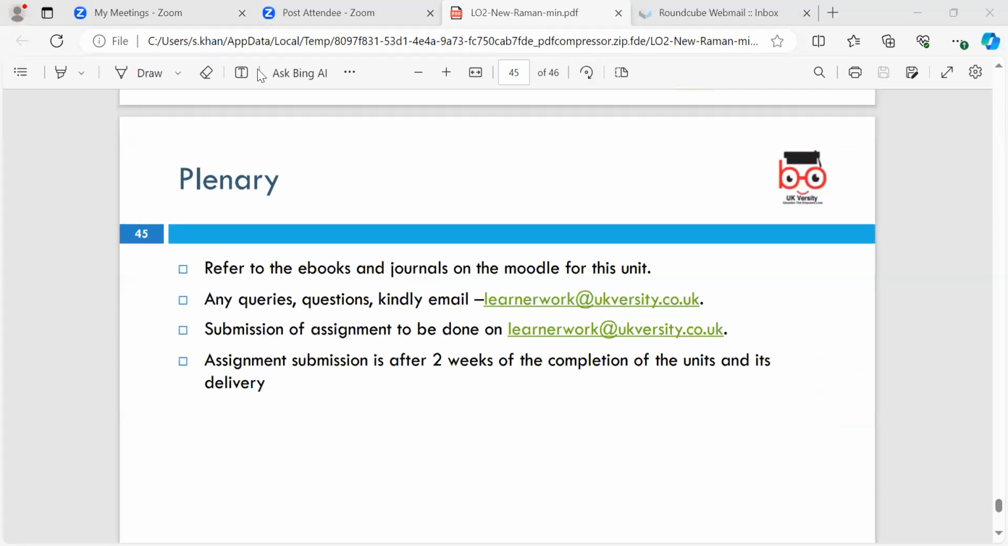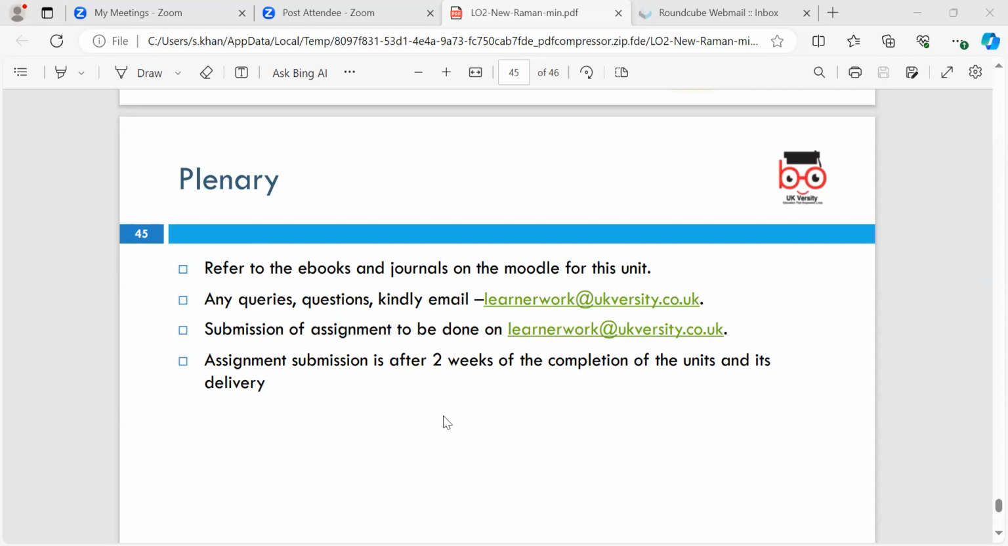Has anyone got any questions before we finish the session off? I only have one question, Shazia. So once you complete the assignment, after 2 weeks of completion of the units, how long does it take for you to say you pass, fail, whatever? Well, there's no fail. I think pass, it's dependent on when it gets marked, and they tend to try to get it marked straight away.